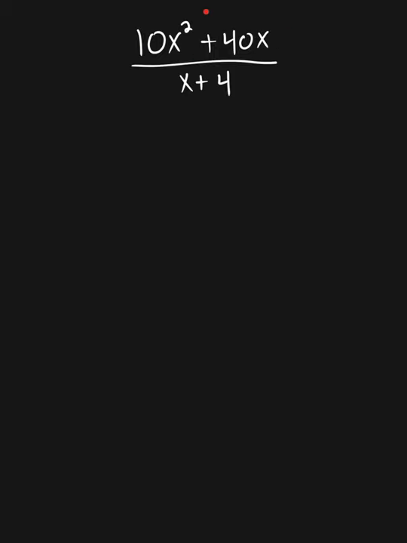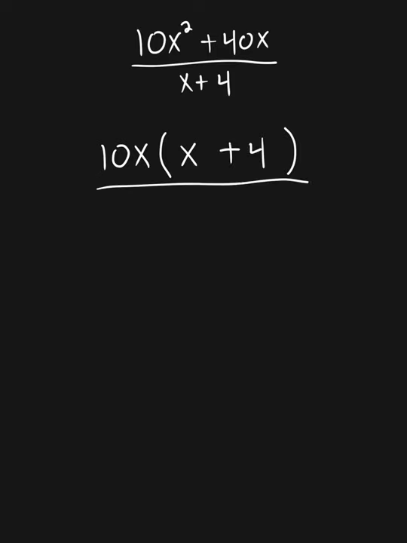So when I look at this top part, I see this 10x squared plus 40x, and I know both 10 and 40 have 10 in them, and I see that there's an x in both, so I'm going to go ahead and factor out a 10 and an x from the top. And then what am I left with? Well, I'm left with an x. I'm just reverse distributing. And then I'm left with plus 4. And then the denominator stays the same. It's x plus 4 still.